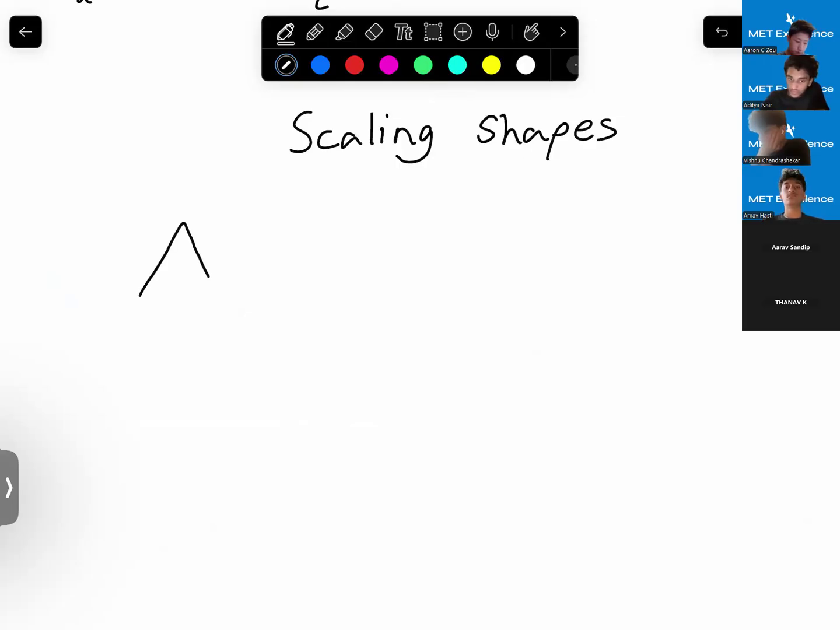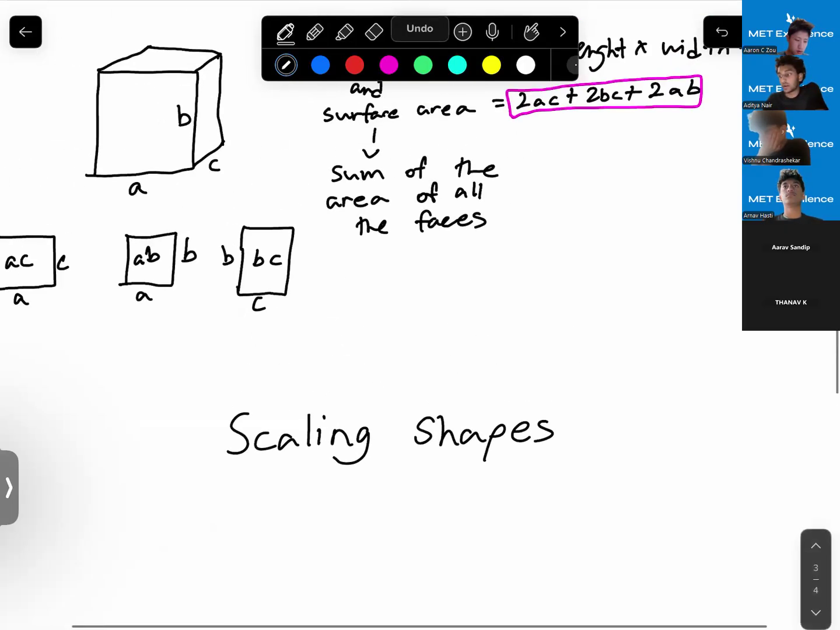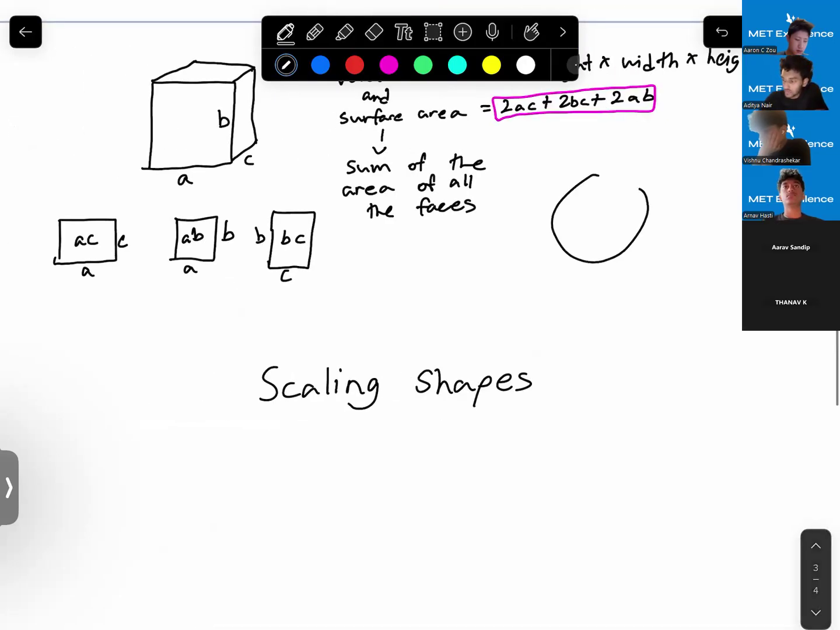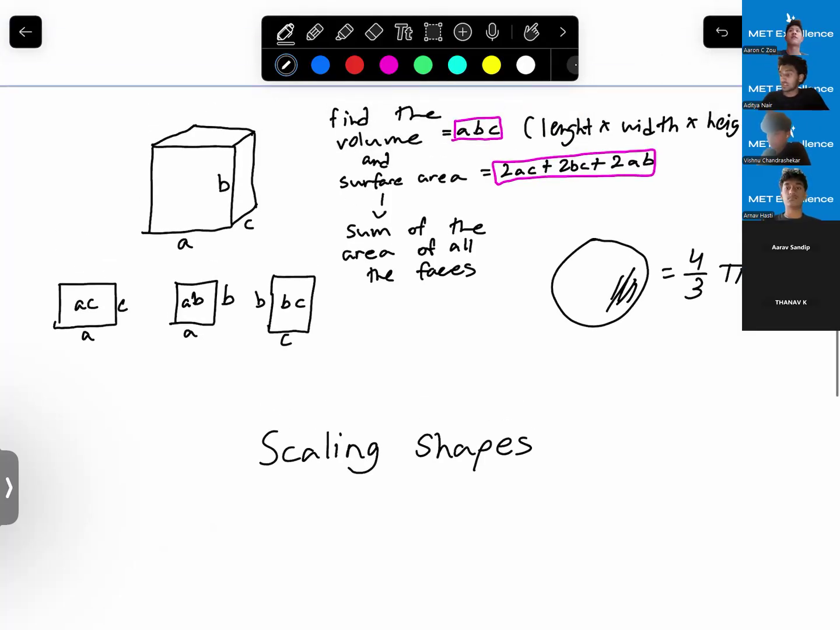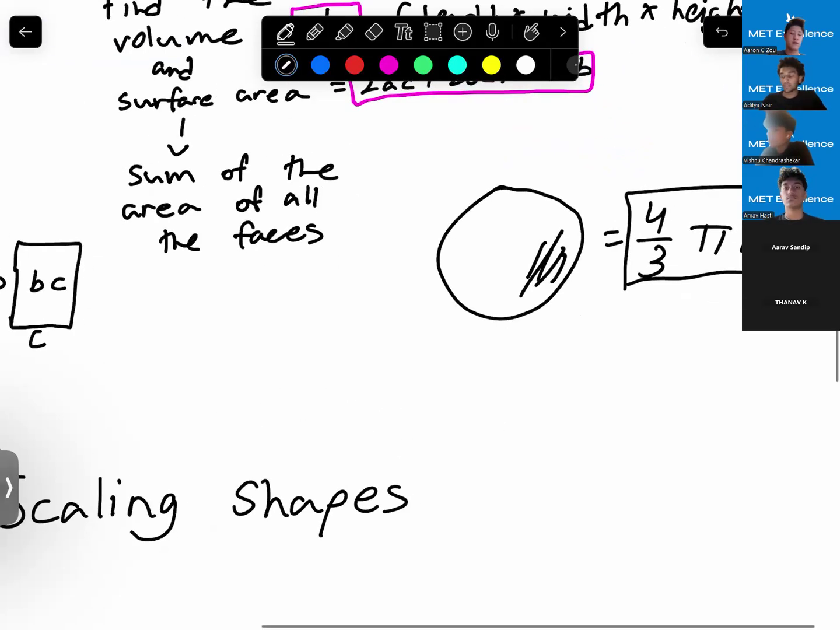So let's just say, oh, what about a sphere? Okay, I'll just draw a sphere. I don't really know how to draw a sphere. The volume of a sphere is going to be 4/3 pi r cubed. Correct me if I'm wrong. So this is just a formula you have to memorize, and r is the same thing as it is for a circle. It's going to be a distance.